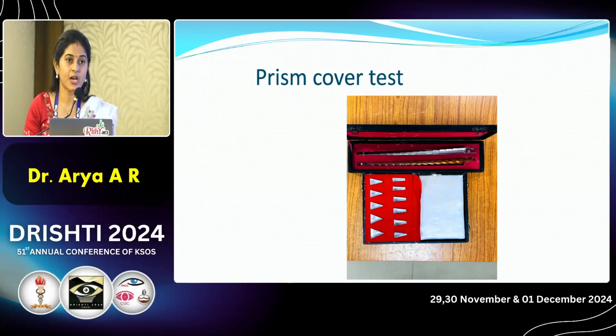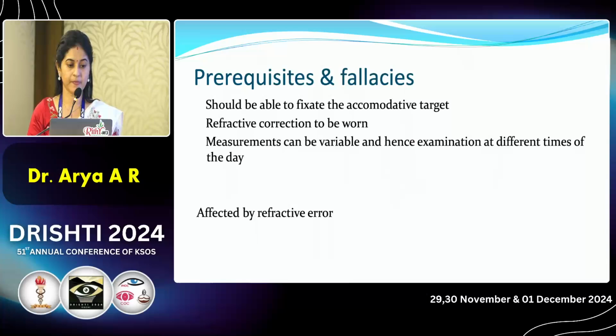Now, we have to measure how much deviation the patient is having. For that, you have to do the prism bar cover test or the prism test where you can use the loose prisms as well as the prism bar. So what are the prerequisites? Again, the patient should be able to fixate the accommodative target, refractive correction should be worn, and this test can be affected by the refractive error.